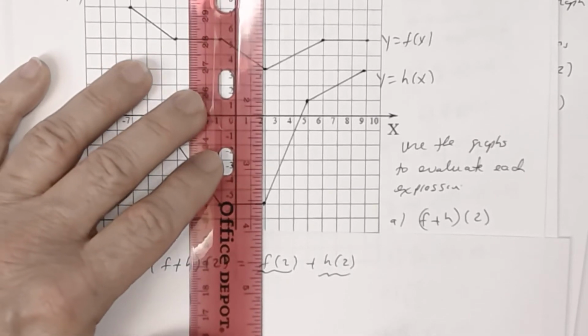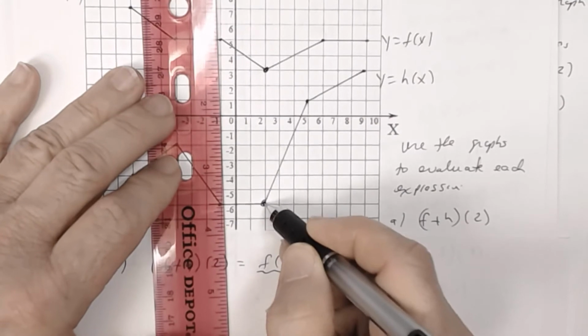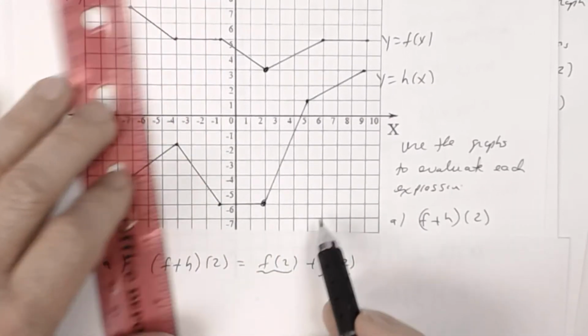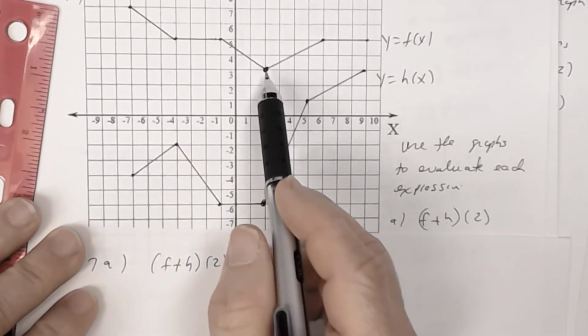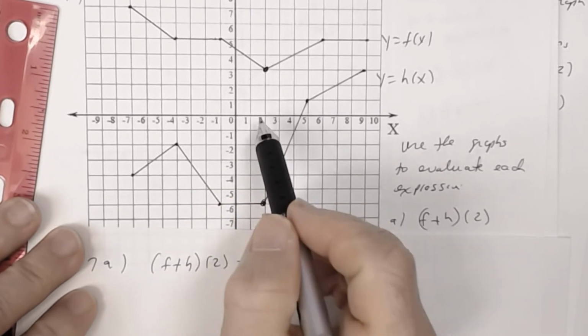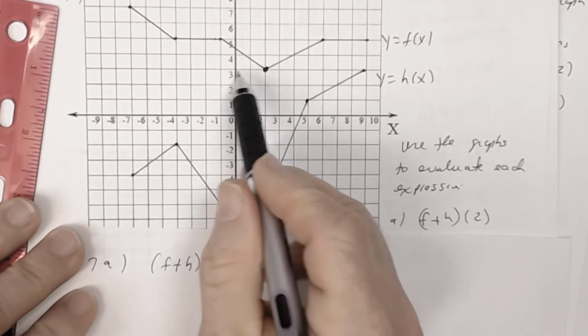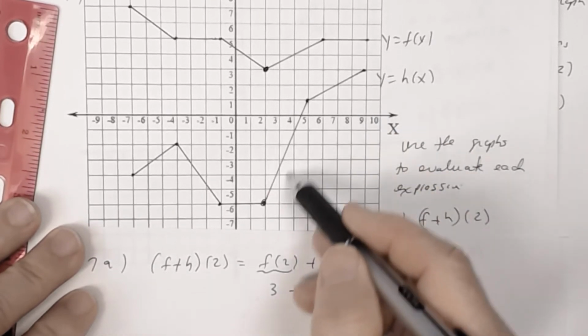So I'm going to just go ahead and darken these a little bit better, like this. And so f of 2, so here's the function f, that's the one that's above here. So f of 2 means I've got to find this y value. So when x is 2, what's that y value right here? That y value is 3. Plus h of 2, so h of 2 is this one.